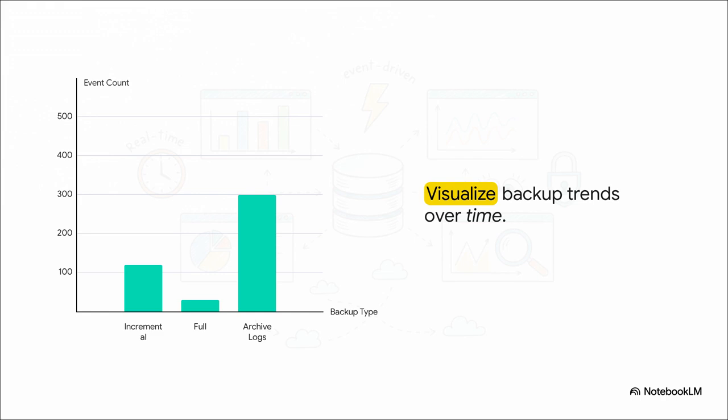By graphing these backup events over time and grouping them by backup type, incremental, full, or archive logs, you could immediately spot systemic anomalies. Think about it. If you normally see a massive spike in incremental backups at 2 a.m., and suddenly, tonight, that graph is totally flat, you know instantly that a scheduling policy might be broken, long before any individual database even reports a failure.